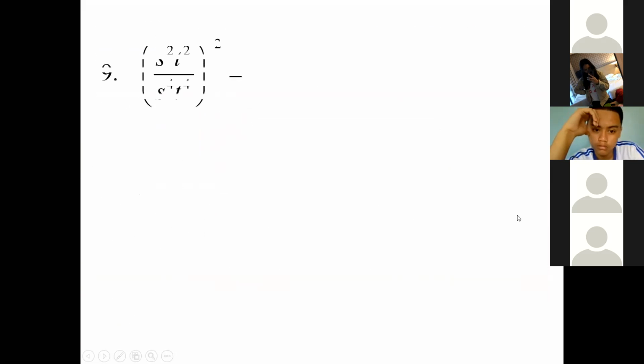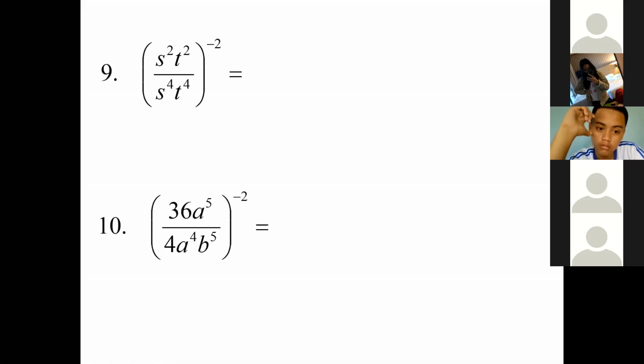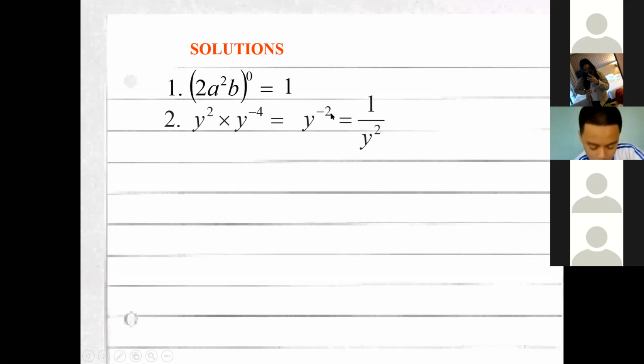Number 10. So I'll just proceed with the solution, class. Okay. So in number 1, we have (2a squared b) to the power of 0. Since everything here is raised to the power of 0, the answer here is equal to 1. Whatever the value inside, for as long as everything is raised to the power of 0, the answer there is 1. Number 2, y squared times y to the power of negative 4. If you add 2 and negative 4, you'll get negative 2. So use the negative rule, we have 1 over y squared.